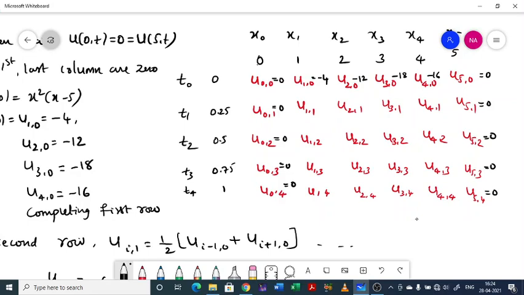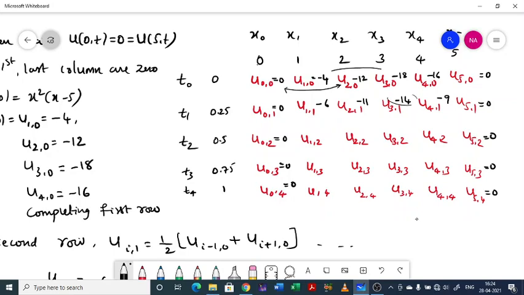Now I want this one, right? So this will be the average of these two, average of these two. So minus 12 by 2, minus 6. Now u2 comma 1, average of these two: minus 22 by 2, minus 11. Minus 12, minus 16, minus 28 by 2, minus 14. Minus 18 plus 0 by 2, minus 9. I think this is not written there.